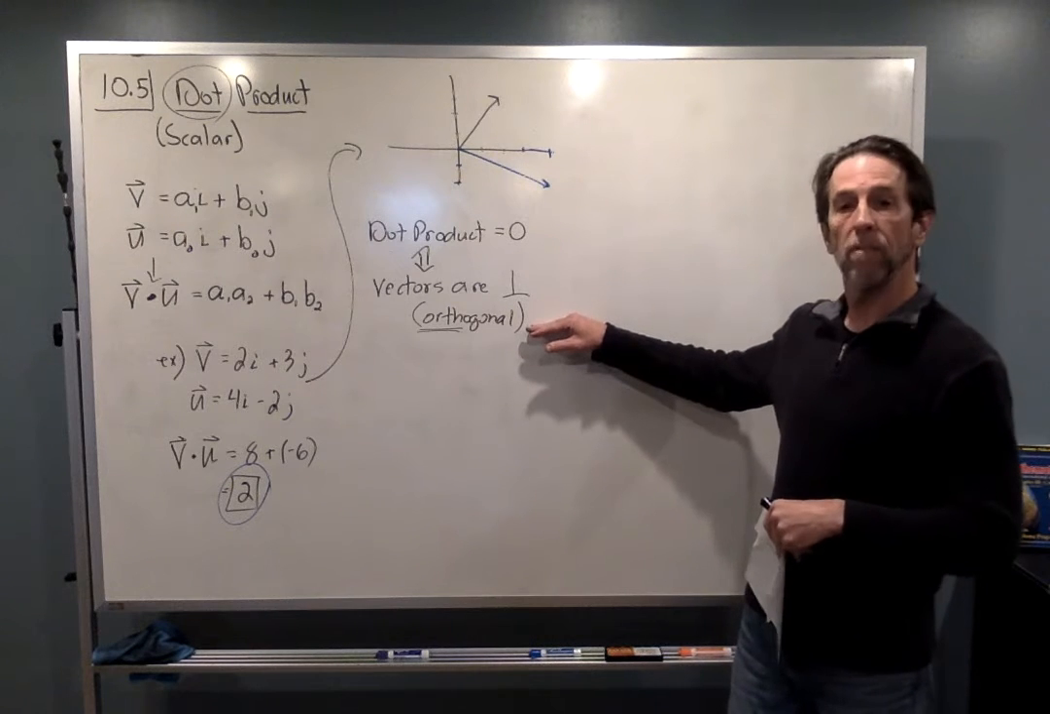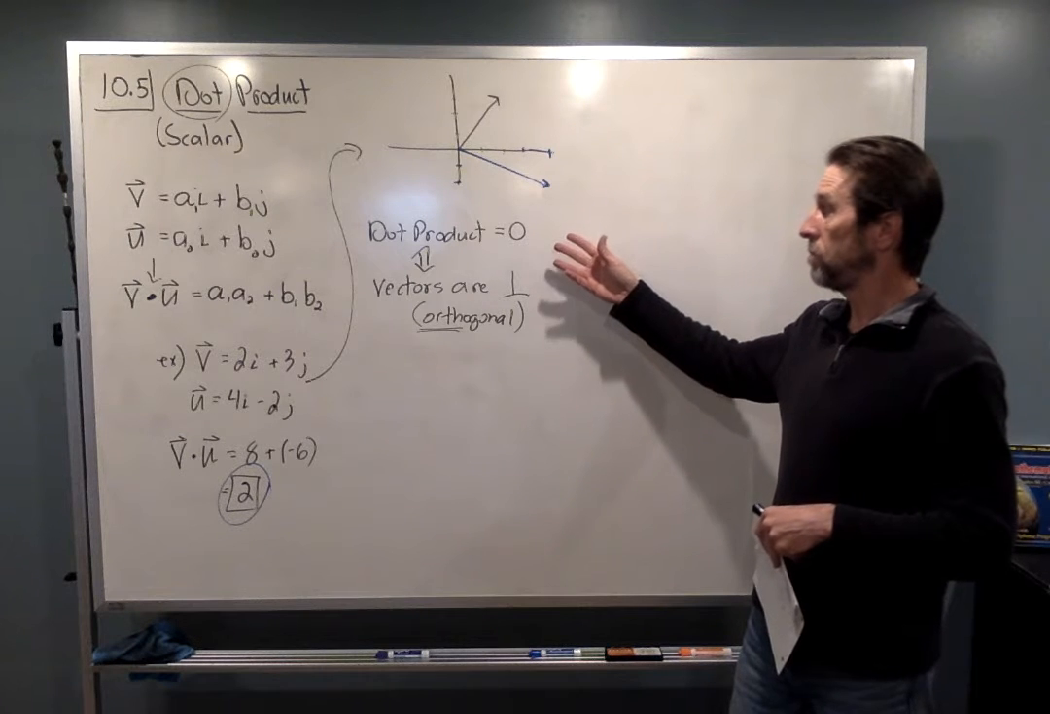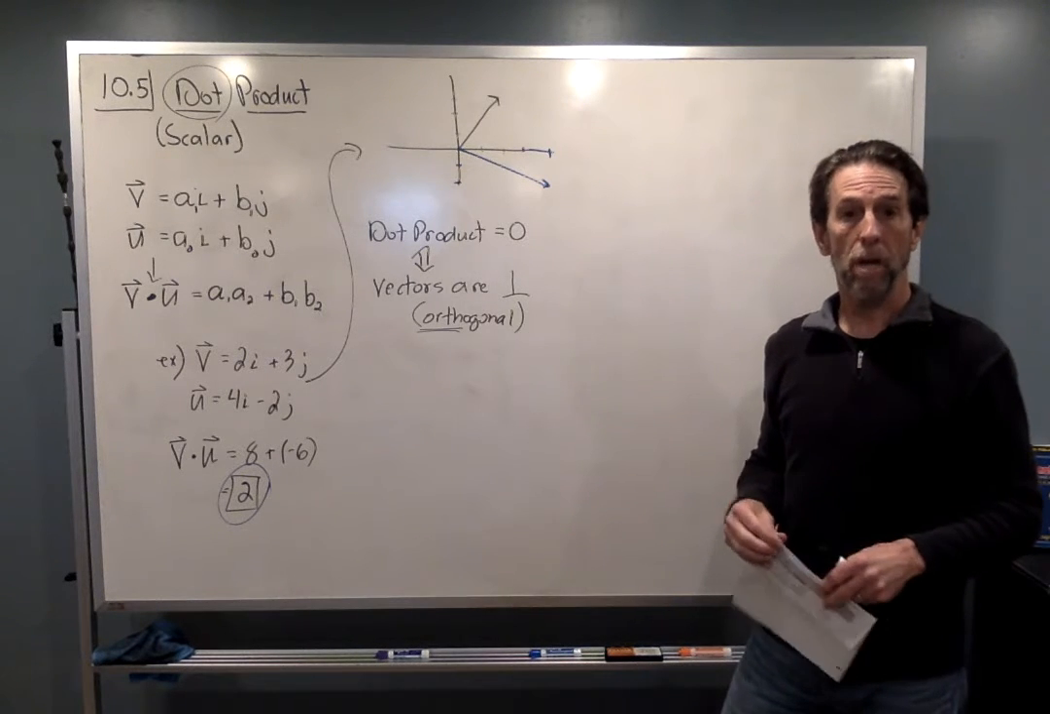So if you're asked to decide if two vectors are orthogonal, you simply find their dot product. If it's 0, they're orthogonal. If not, then they're not orthogonal. They're not perpendicular.